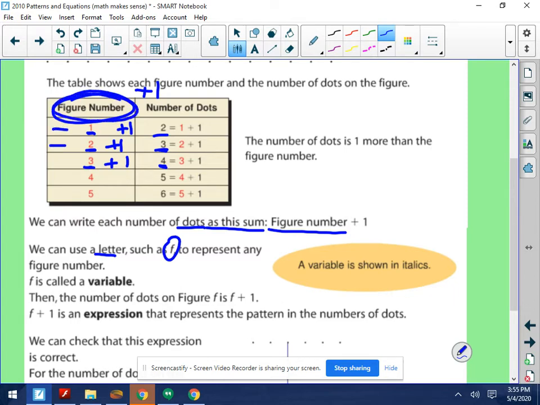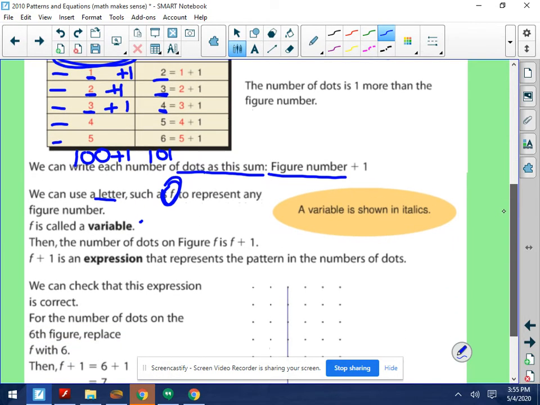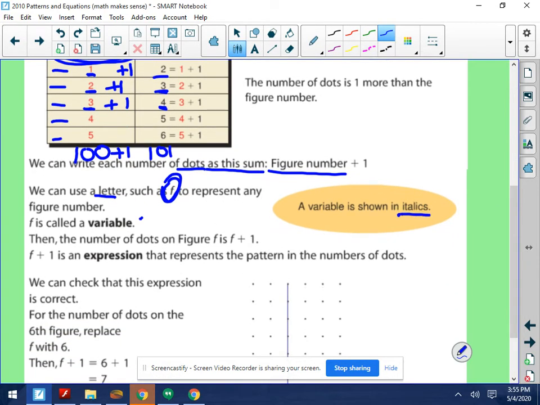Could be figure number 1, figure 2, figure 3, figure 4, figure 5, figure 100. Because if we had figure 100, how many dots would be in it? Well, let's just take 100, apply the relationship, 100 plus 1 would mean we'd have 101 dots on figure 100. Now this letter F is called a variable. And we use lowercase italicized letters.